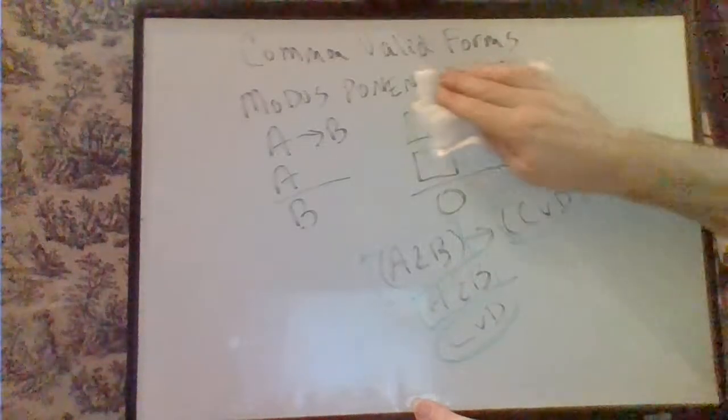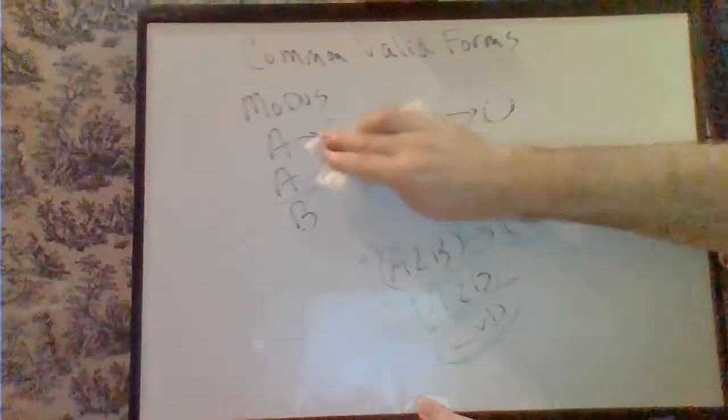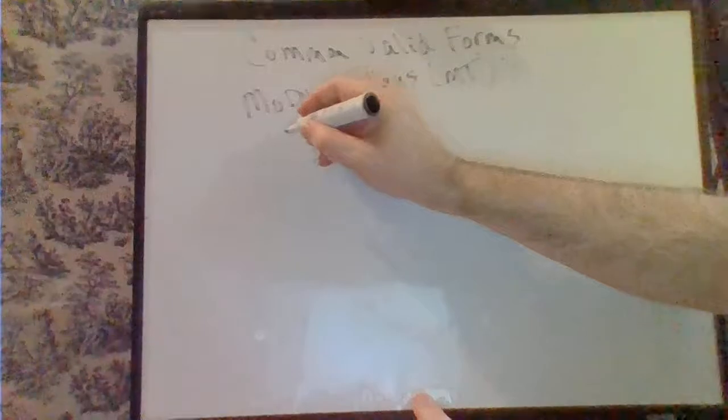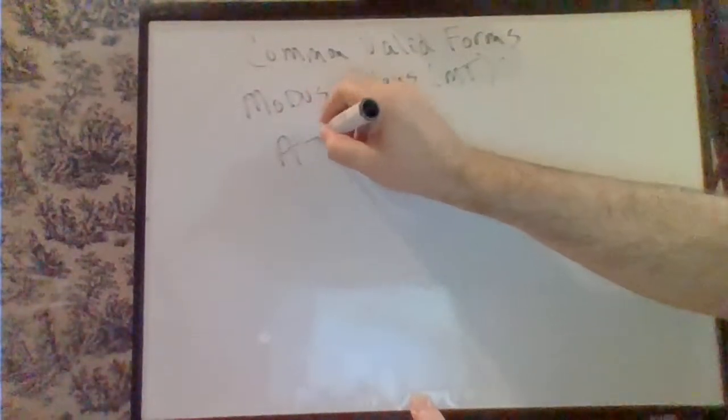The second common valid form that we're introduced to is called Modus Tollens, which you can abbreviate as MT. And that takes the form if A, then B.